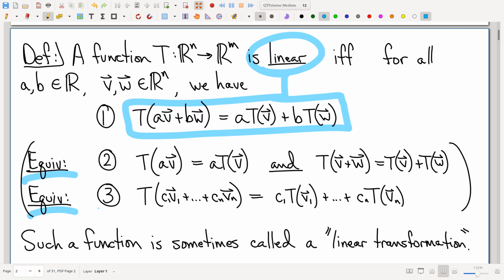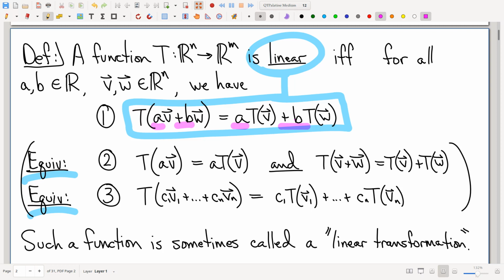So the way I like to think about this is that if you have a linear combination of inputs, and let me highlight this a different way, if you have a linear combination of inputs, the result, when you put it into the function, is that same linear combination of the outputs. Or said differently, you can do linear combinations either before the function or after the function.